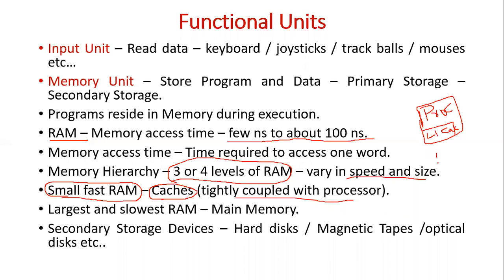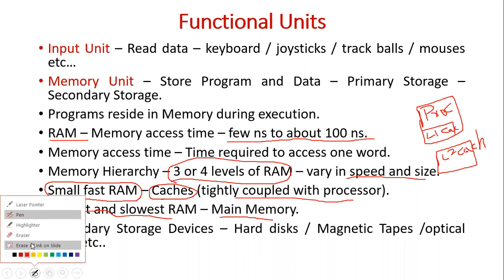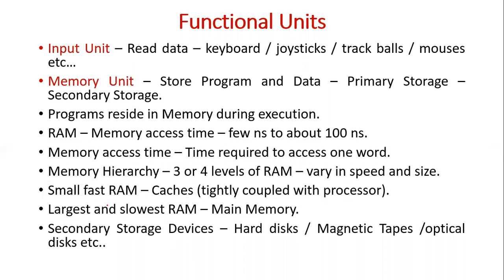Or sometimes it may be just outside the processor. In that case, we call it L2 cache. So the RAM which is smaller in size and very fast is called cache memory, and the RAM which is larger in size and slower is called main memory. Like that we can have multiple levels of cache: level 1, level 2, level 3. There is no limit on that. Depending on the type of computer, there may be different levels of cache. The RAM which is largest and slowest is called the main memory.